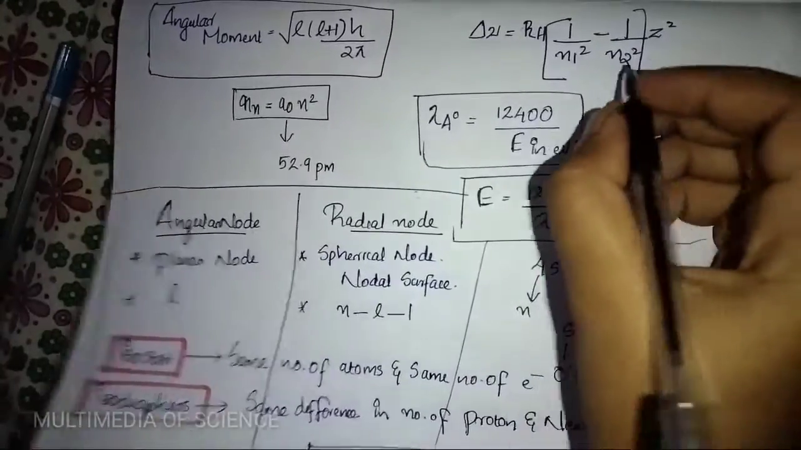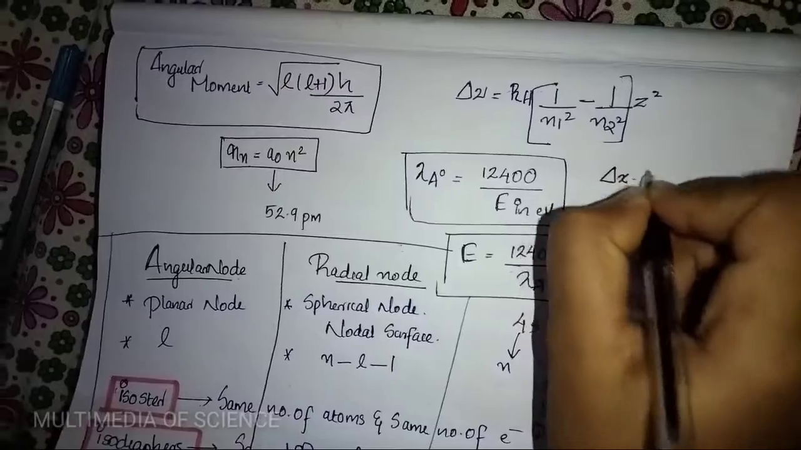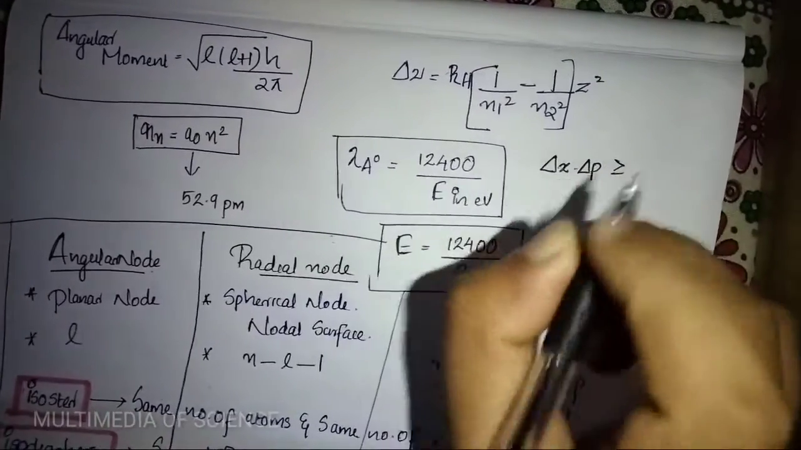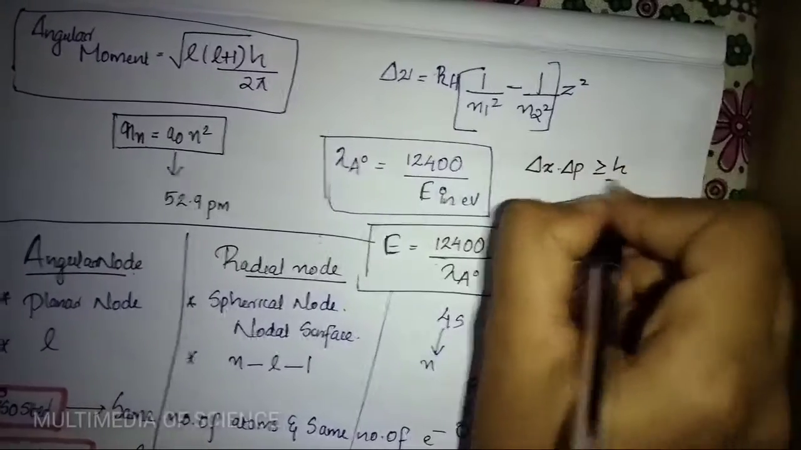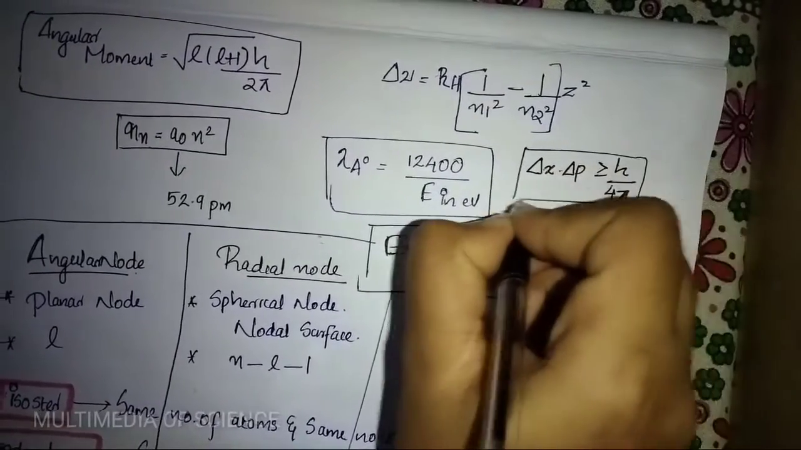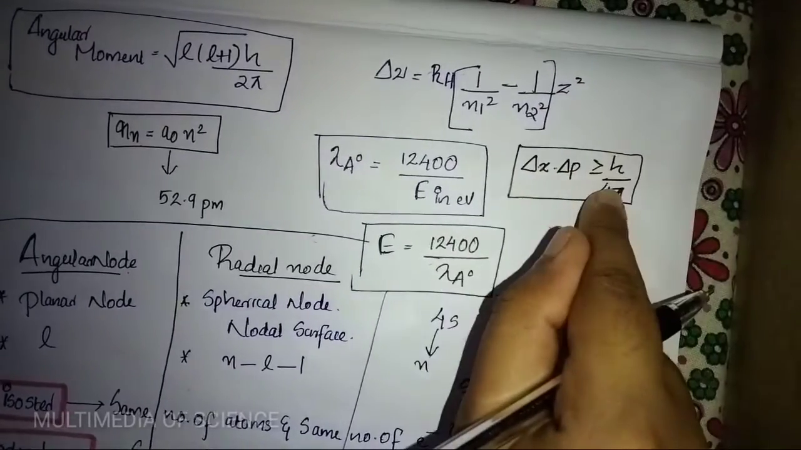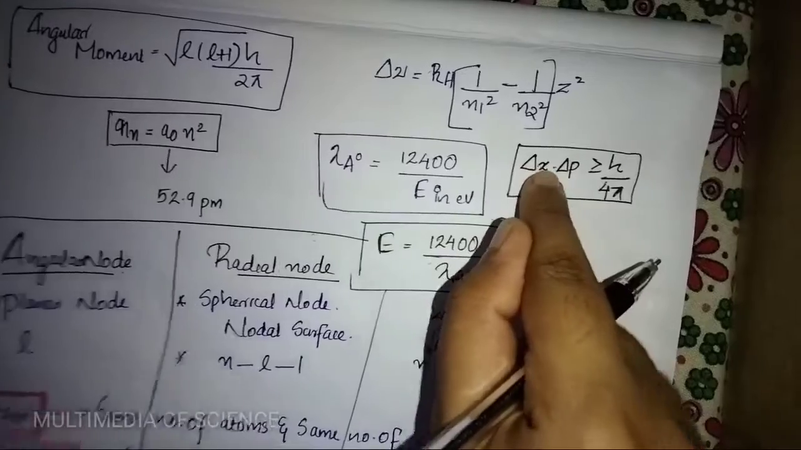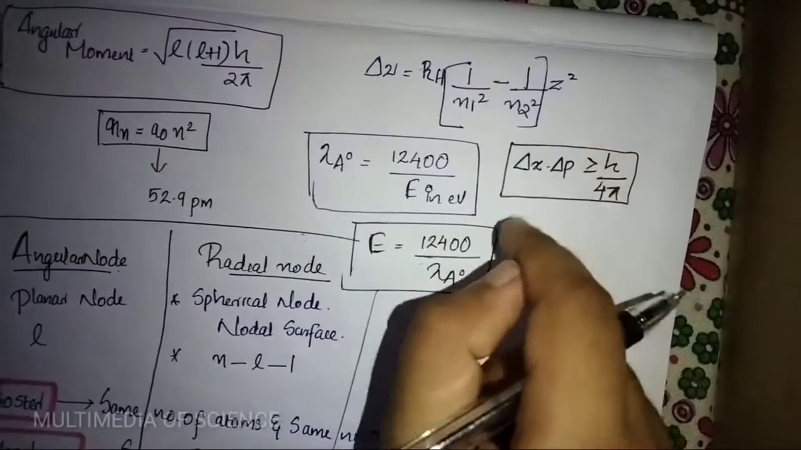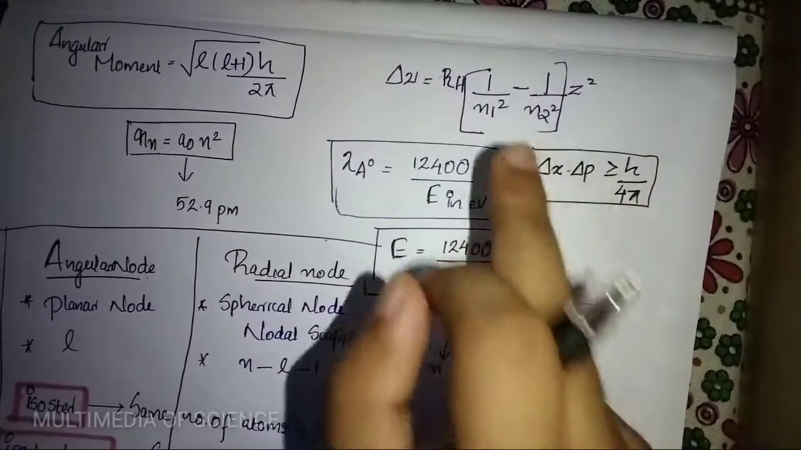The last one is about some important equation: delta x dot delta p, the Heisenberg uncertainty principle, h by 4 pi. It is coming from that. The Heisenberg uncertainty principle discusses this equation: delta x dot delta p, where delta p is the momentum, is greater than or equal to h by 4 pi. So please memorize these two.